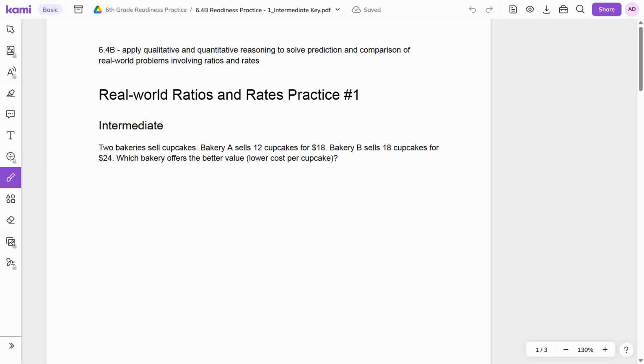Today we are looking at the sixth grade concept of real-world ratios and rates. This is 6.4b Readiness Practice, the intermediate version.